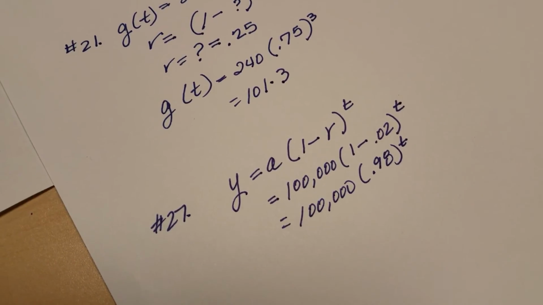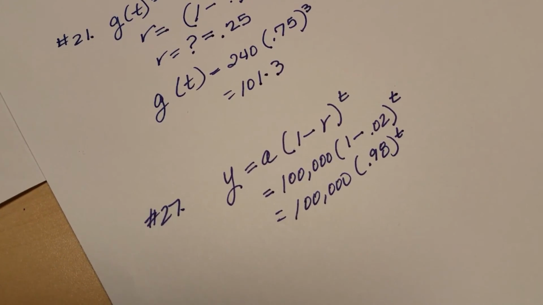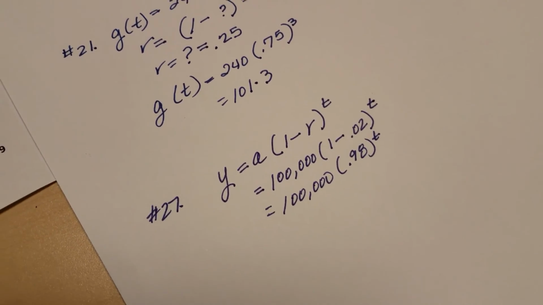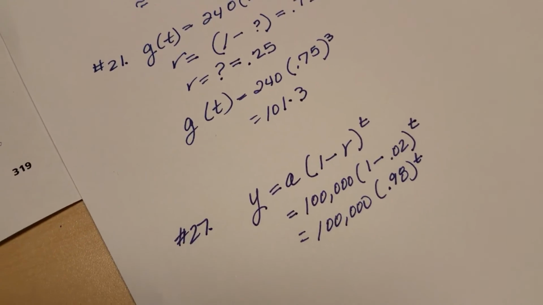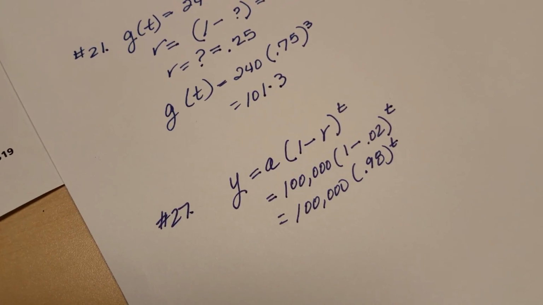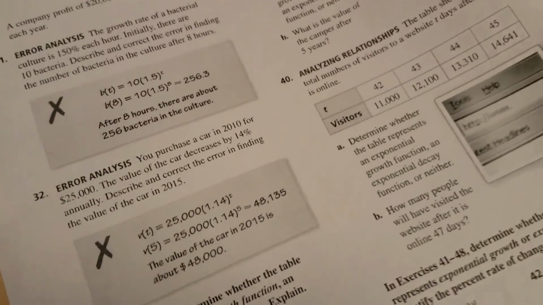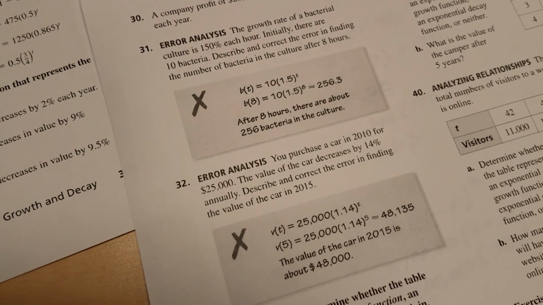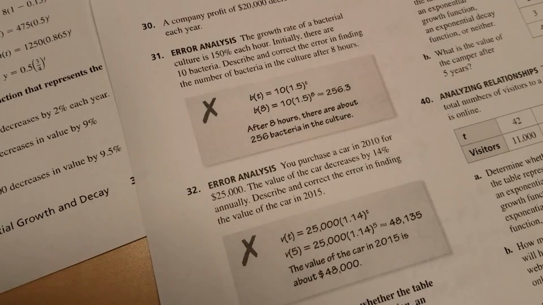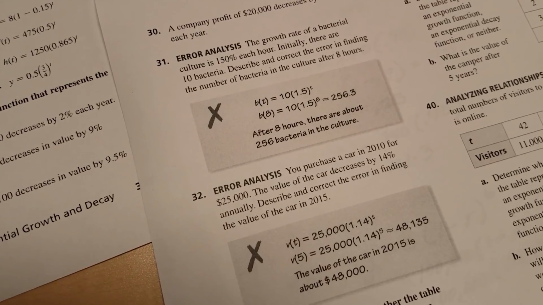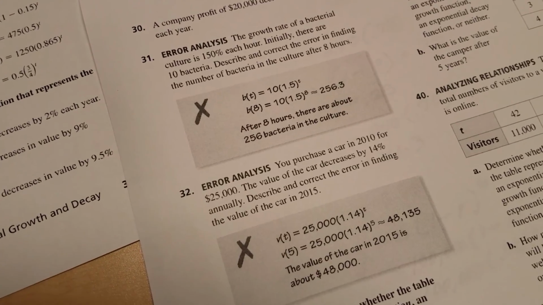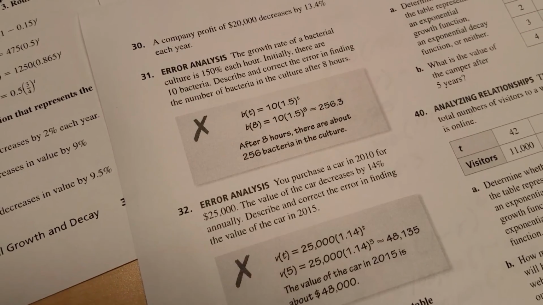Finished. Hopefully this will help you with your homework problems tonight. I'm looking at numbers 31, 32. You need to evaluate and try to figure out whether or not there's a problem. Be careful and make sure that you know your functions. Have those next to you as you look at these problems and try to figure out what each person did wrong.